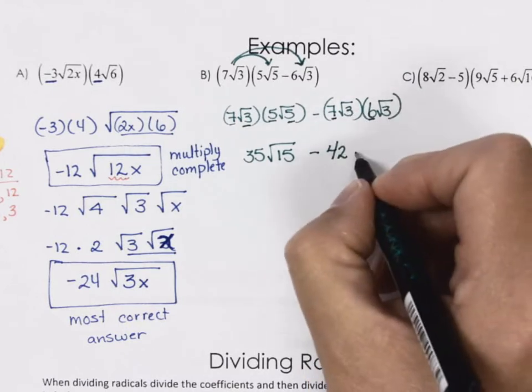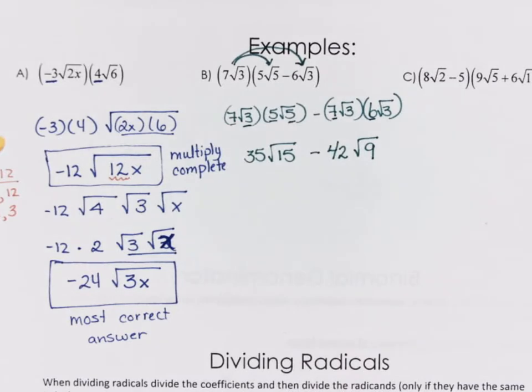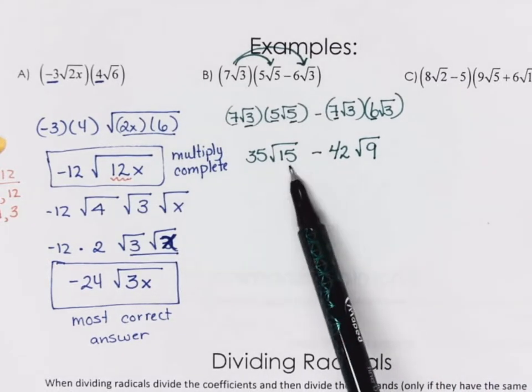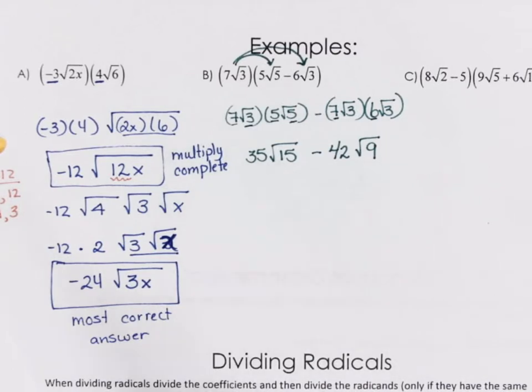And 3 times 3? Root 9. Now here, you've done all the multiplying, but what's our next step? We got to simplify it, right? Just because you did the multiplying, you're not quite done yet. Let's talk about the factors of 15. Are there any factors of 15 that would have a perfect square in them?